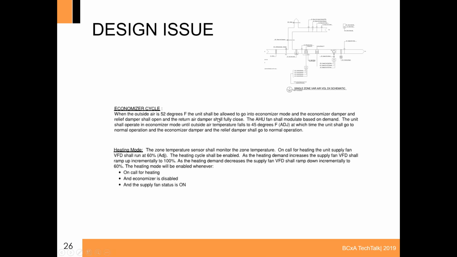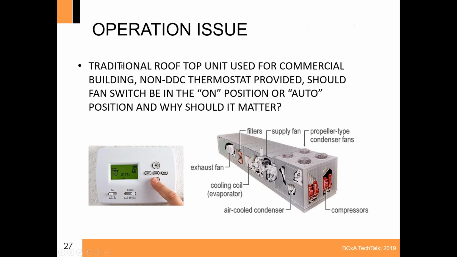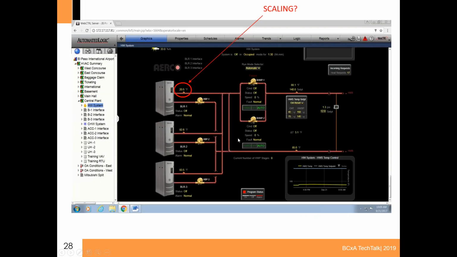Well, guess what? These schools were cold in the morning. Well, why were they cold in the morning? Because it was below 52 degrees, which meant the economizer was enabled, which meant heating was disabled. Here's a rooftop unit. If you have a rooftop unit serving a commercial space, the fan has to be on. It can't be on auto because you can't cycle the fan and maintain your ventilation requirements.